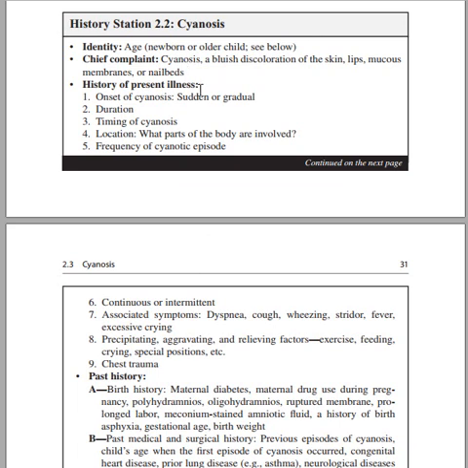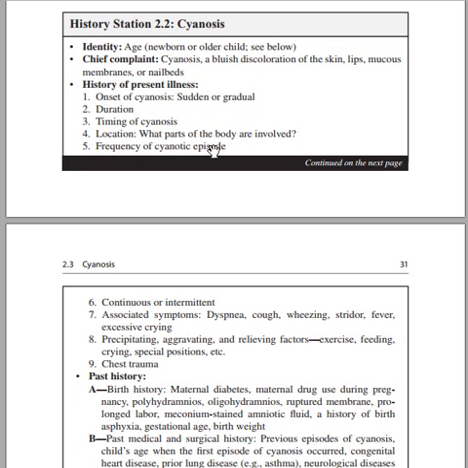So, history of presenting complaint. You have the onset of cyanosis, which can be sudden or gradual. The duration, that is acute or chronic. The timing: is it in the morning, the night, or when exercising? Then location: which part of the body is affected, for you to say if it is central or peripheral cyanosis.